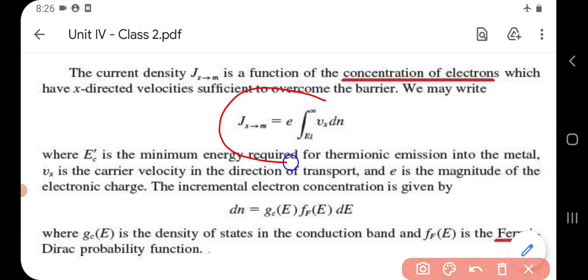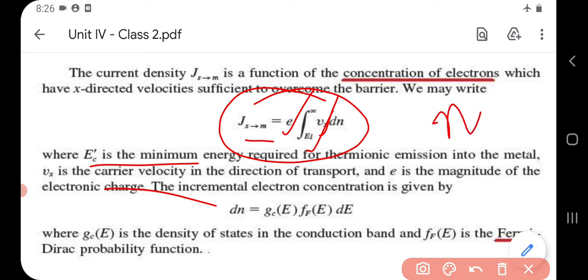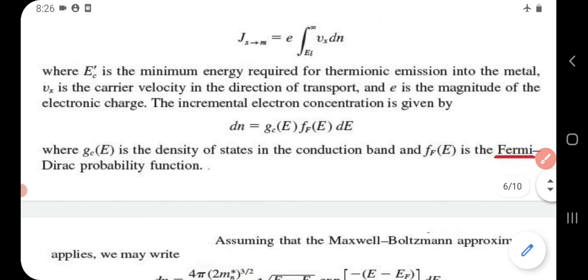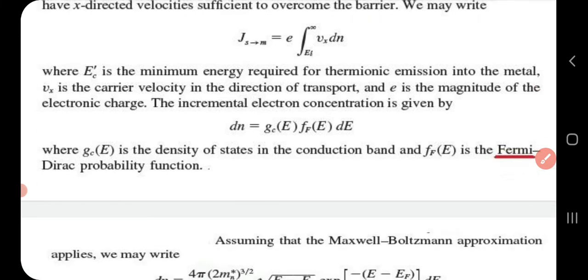That is the terms for determining the current density from semiconductor to metal. What is E, what is Vx, and what is EC dash. Everything is written here. Now the increment in electron concentration, that is, let n be the concentration of electrons, then the increase or the increment in electron concentration dn is given by Gc of E, that is nothing but density of states in conduction band, f(E), the Fermi-Dirac probability distribution function, then dE.